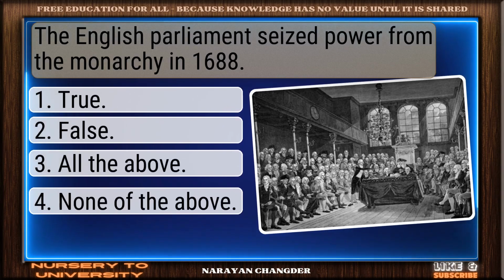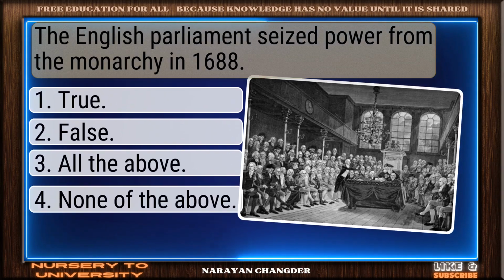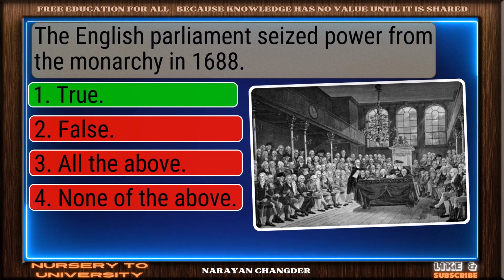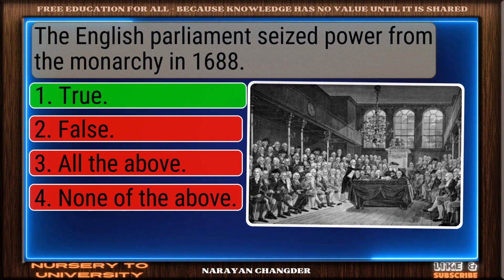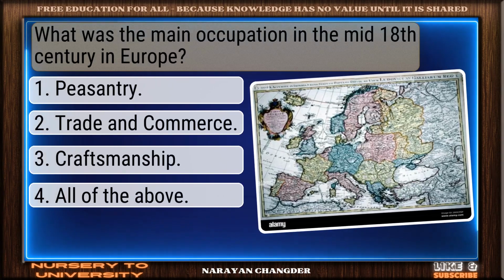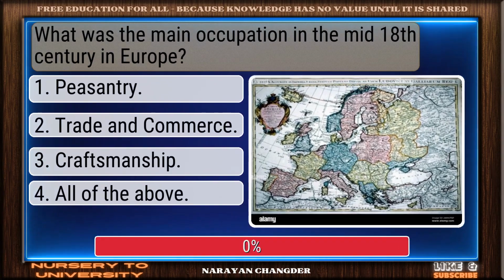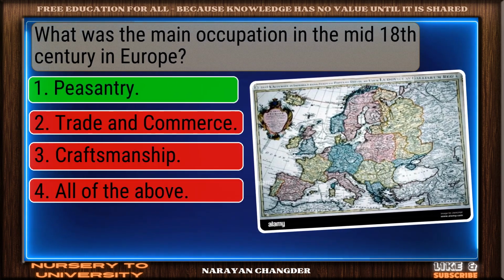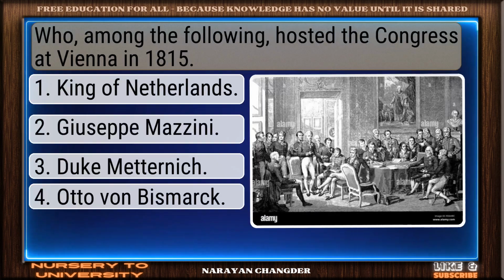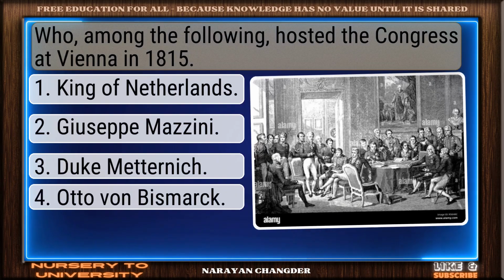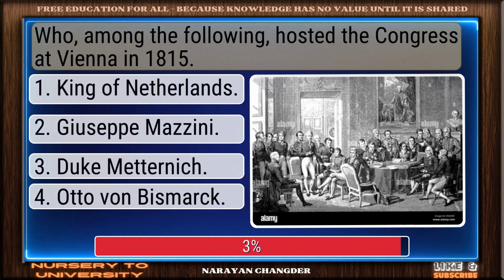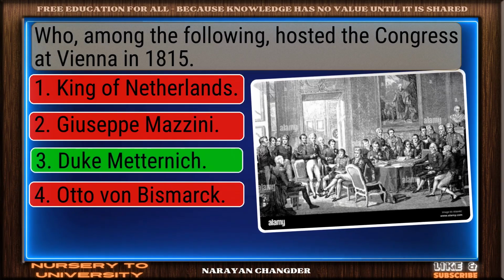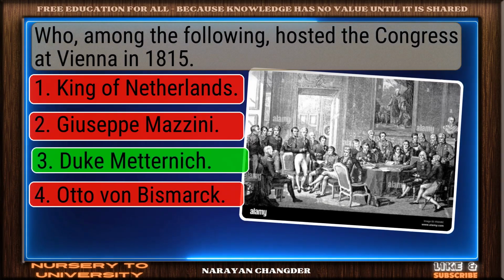The English Parliament seized power from the monarchy in 1688. Perfect. True is the one. What was the main occupation in the mid-18th century in Europe? Great thinking. Peasantry is right. Who, among the following, hosted the Congress at Vienna in 1815? Correct. Duke Metternich is spot on.